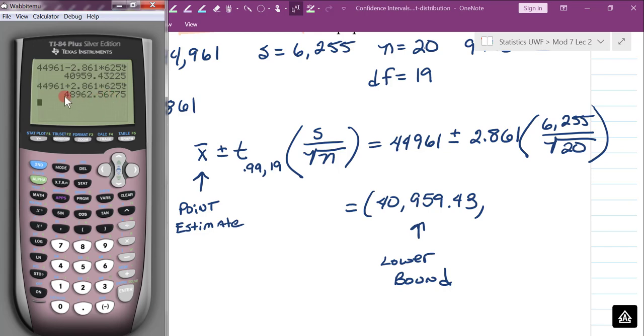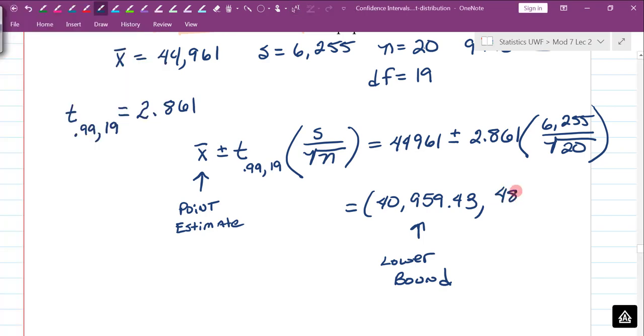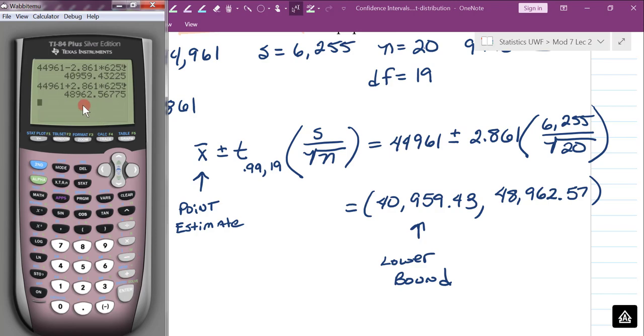We're going to round accordingly, so it's going to be 57 cents. So 48,962 and 57 cents. And I just want to double check that. 48,962 and 57 cents. Sure enough.